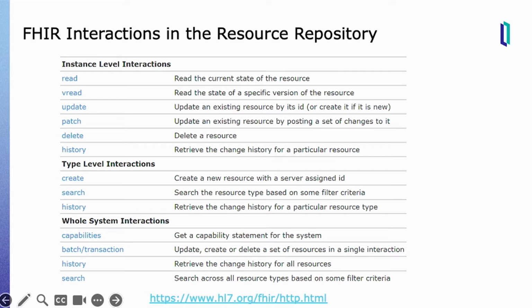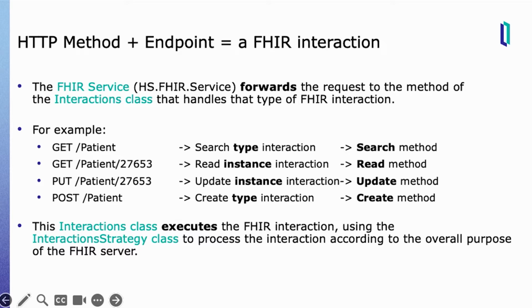So basically, whenever I access the endpoint, depending on the HTTP methods I'm activating and the full URL that I'm sending, the interaction is activated and there's a method behind it that does the actual logic. For example, if I send a get method in the endpoint and then put the name of the resource, I'm actually activating a search method. I'm searching on a specific resource and I might get some query parameters at the end.